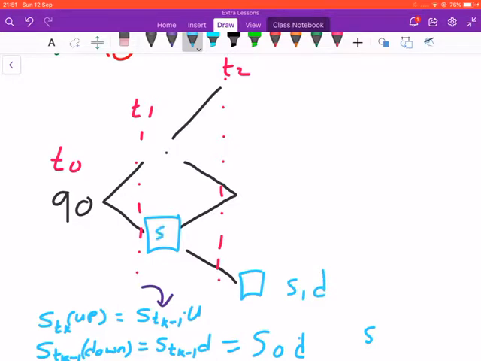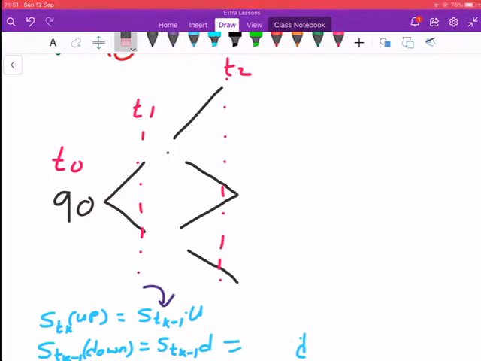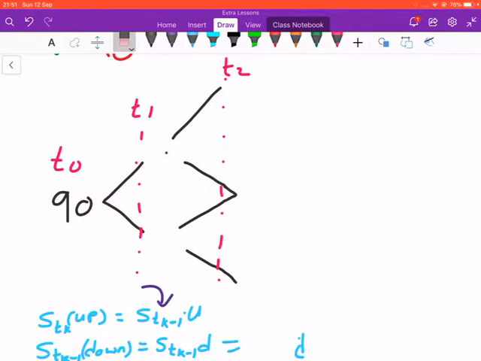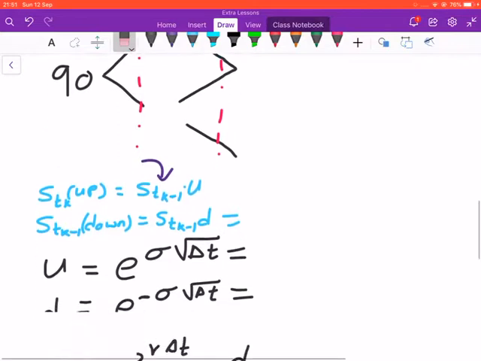This one, by the way, is going to be S1, right? Okay, fine. A heads up. So how do you find these values of S1 and SD? I mean, U and D.